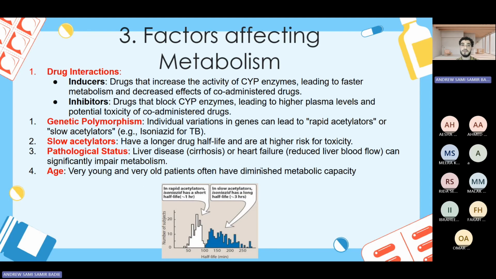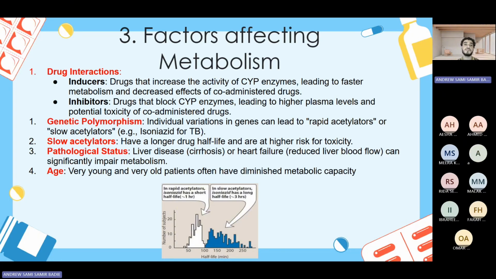So, factors affecting metabolism. Sometimes we have drug interactions. If you took pharmacology, sometimes there's an entire slide on drug interactions. If I'm taking a certain drug, which drugs can't I take with it, since they can inhibit or activate the enzymes that metabolize it. Sometimes we have inducers. For example, I'm taking a drug that's metabolized by the CYP450 enzymes, and another drug at the same time increases the activity, which causes faster metabolism and decreased effects of the other drug.